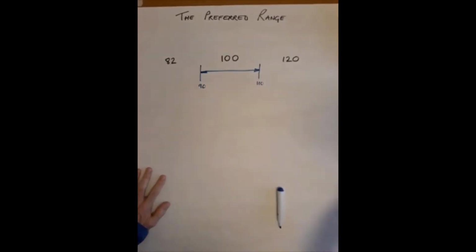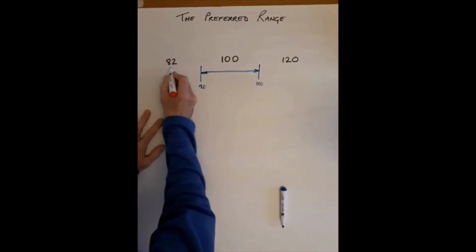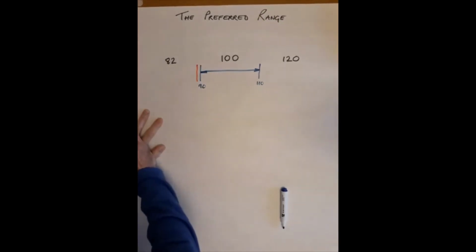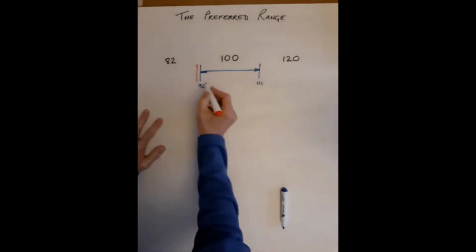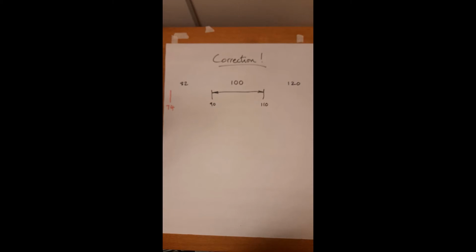The next one in the series, let's have a look at the 82. So its nominal value is 82 ohms, but 10% of that is 8.2, so its highest value could be 88.2, so that's 88-ish.